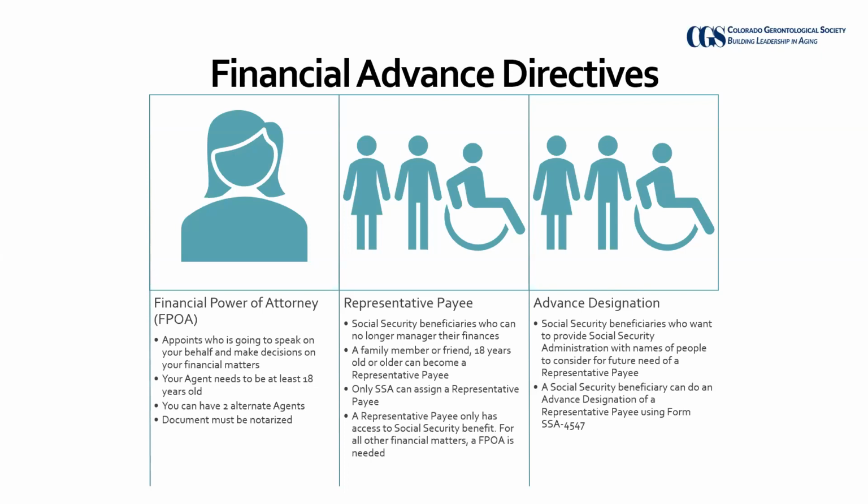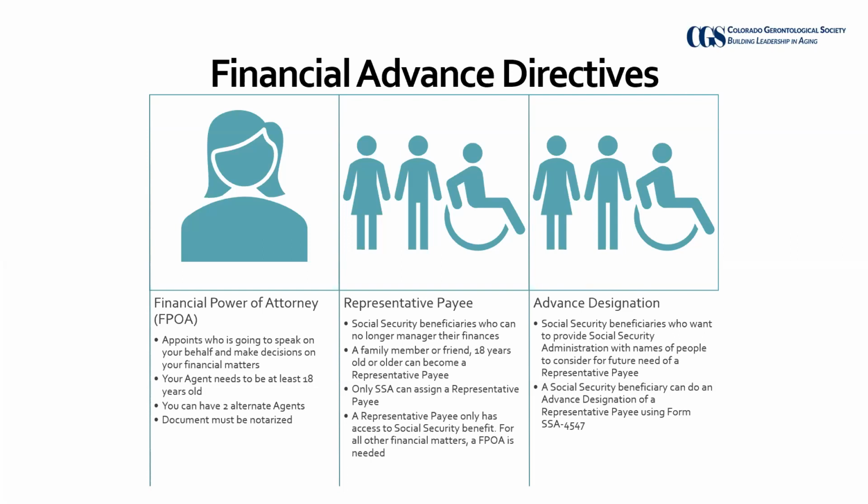The first thing is you have the ability to do an advanced designation. This is where you inform Social Security, through Form SSA 4547, that in the event you need a representative payee in the future, these are the people you're nominating. A representative payee can only be assigned by the Social Security Administration.